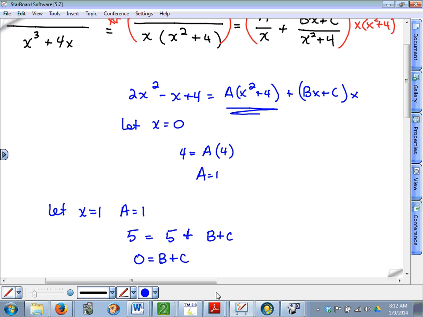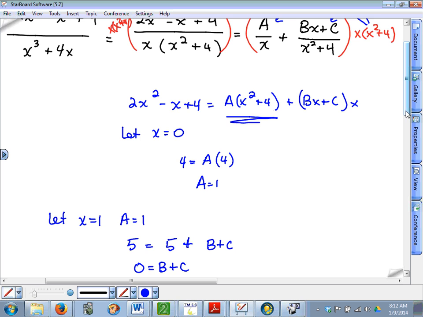Is that sufficient to say for sure what B and C equal? No. B and C could be negative 1 and 1, or negative 2 and 2, or negative 10 and 10. All we know is that they're opposites of each other. Whatever B is, C is the opposite, because the sum of that is 0. So how do we know the specific values of C and B? We do another equation. We let X equal something different, but we let A equal the same thing, because A does have to equal 1. That's what we solved for.